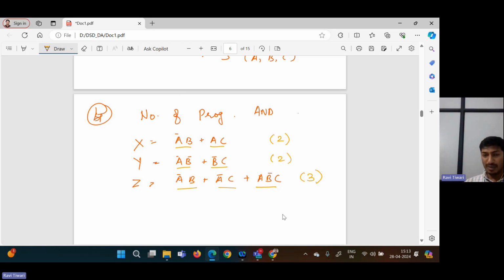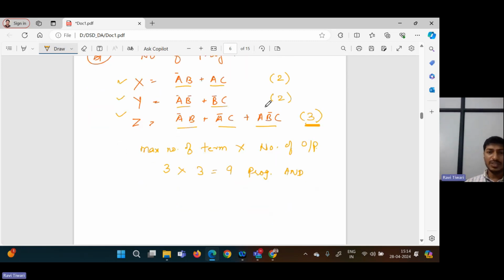Okay. So the number of programmable AND gates will be the maximum number of terms multiplied with the number of outputs. Out of these 3 expressions, the maximum number of terms is in Z, that is 3. That means the maximum number of terms is 3. And the number of outputs is X, Y, Z. So we have 3 cross 3, total 9 programmable AND gates are required to design the circuit.